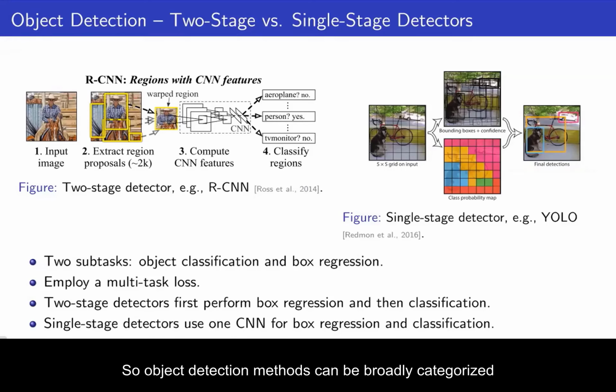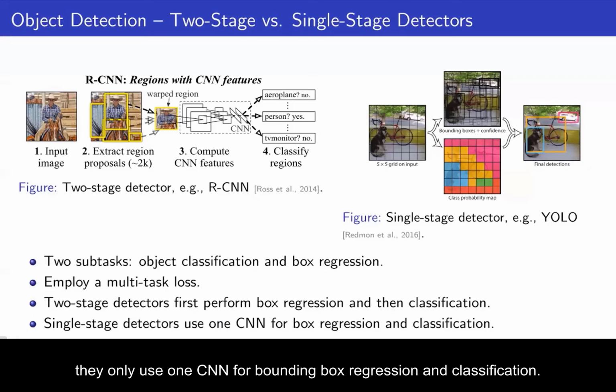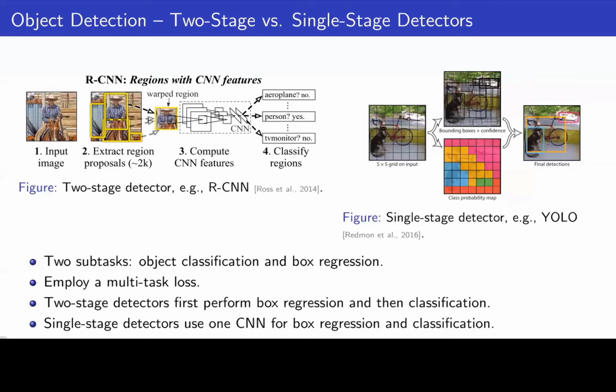So object detection methods can be broadly categorized into two-stage detectors and single-stage detectors. Two-stage detectors first perform bounding box regression and then classification, whereas single-stage detectors only use one CNN for bounding box regression and classification.